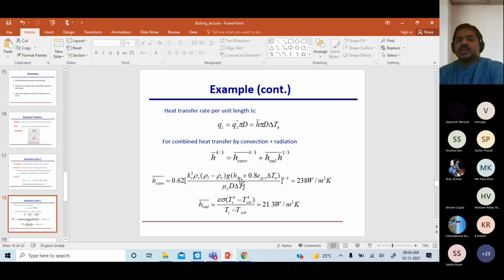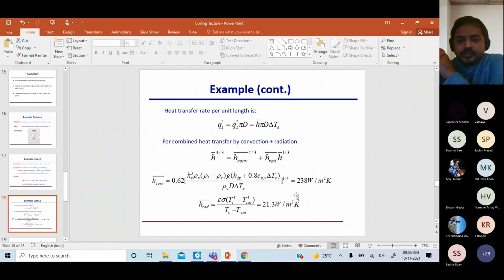Now for H convection, you use that correlation and we get 238 watt per meter squared Kelvin. And H radiation, we get 21.3 watt per meter squared Kelvin. So I can definitely say that the convective heat transfer coefficient is much larger than that of radiation, by more than 10 times. But it's not negligible. I cannot neglect radiation, because I would underestimate by 10%, which would be stupidity. If my aim is to design a system for a certain heat transfer, and I end up underestimating that, then it's not good. I will oversize my heater.